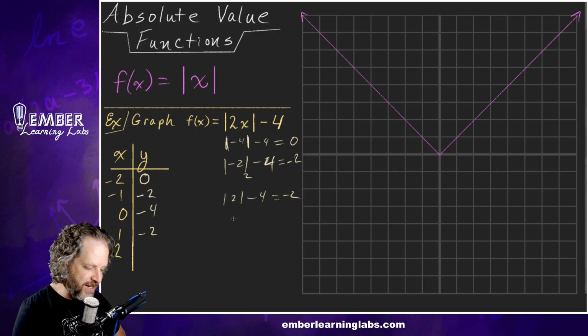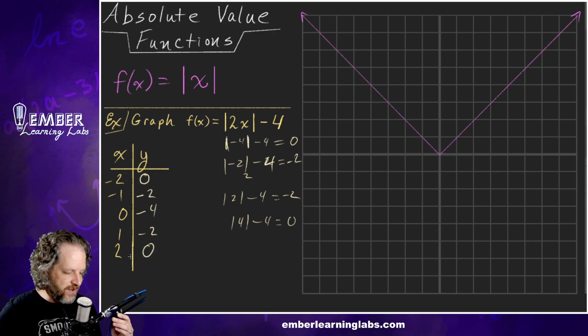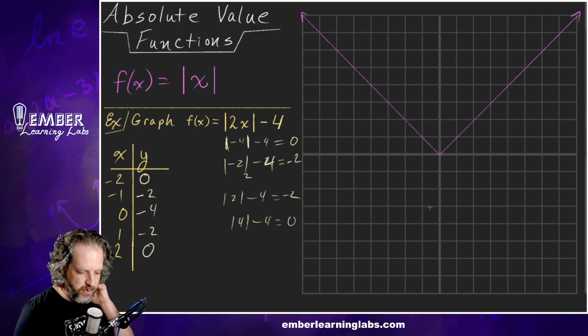So I plug in a 2 in here. 2 times 2 is 4. The absolute value of 4 is still 4. 4 minus 4 is 0. Okay, I think we've got a pretty good picture of what this is going to look like. So let's plot these points.